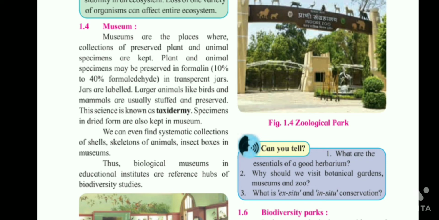Specimens in dried form are also kept in museums. We can even find systematic collections of shells, skeletons of animals, and insect boxes in museums. Thus, biological museums in educational institutes are reference hubs of biodiversity studies.